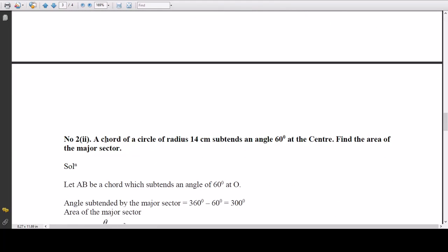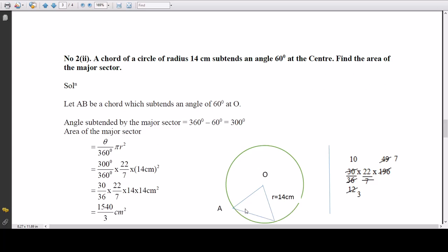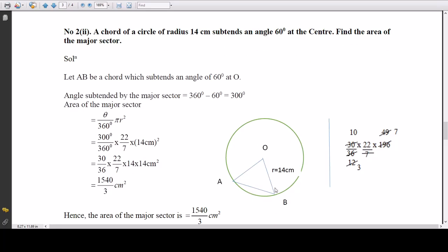Here a chord of a circle of radius 14 cm makes an angle of 60 degrees at the center. Find the area of the major sector. Here 60 degrees is the angle made at the center. Then we don't need the minor sector. If we were to find the area of the minor sector, then you would use theta equal to 60 degrees. But the question here asks us to find the area of the major sector. Major sector means the area bounded by the major arc at the center.